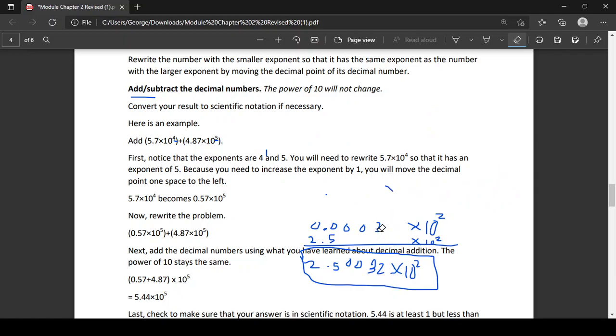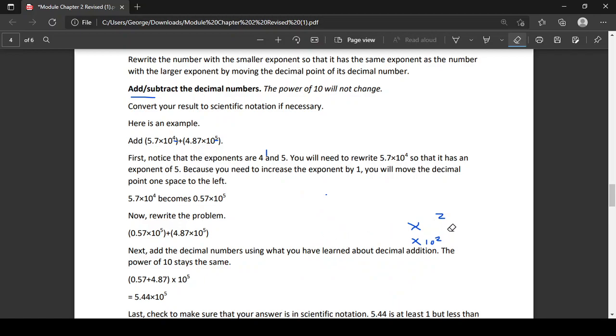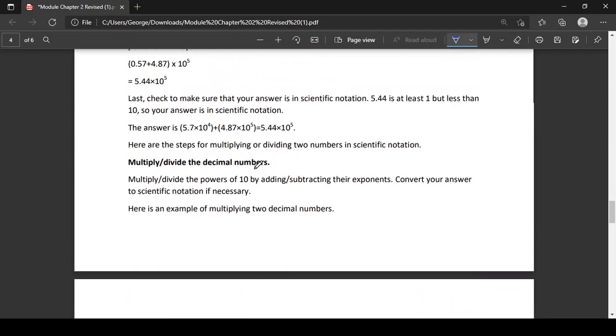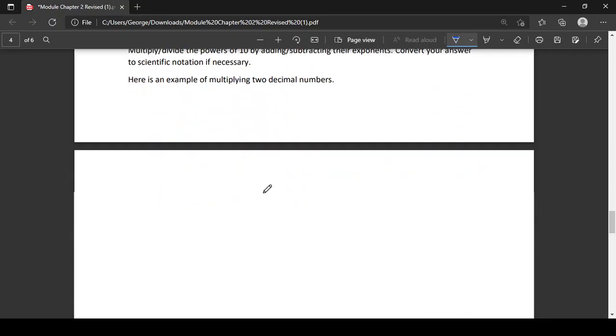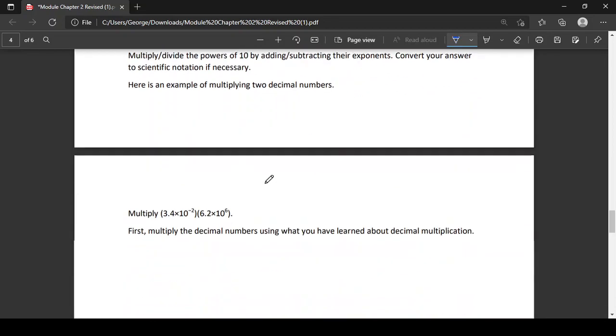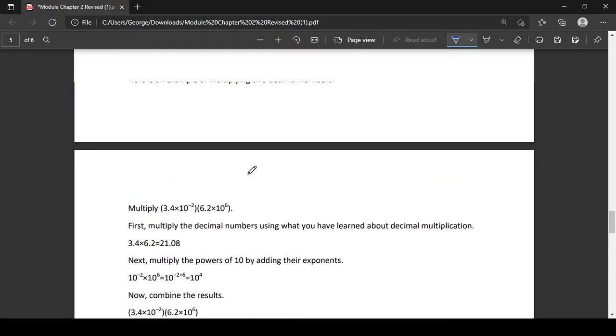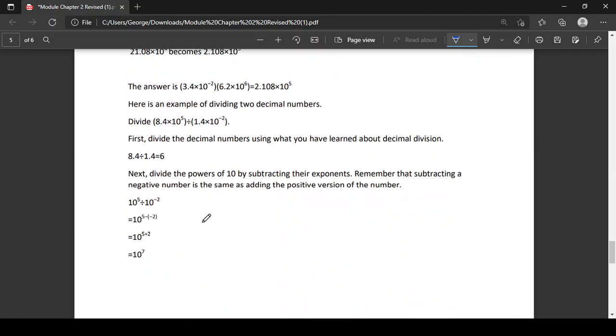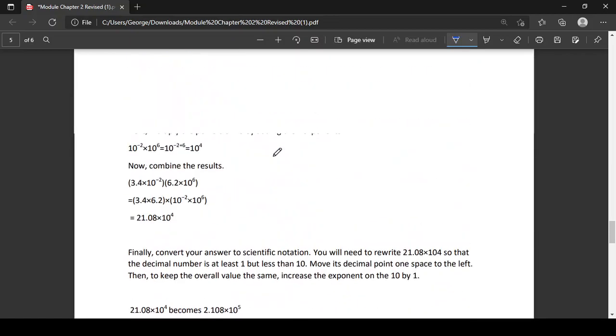Next, you have your multiplication and division. Kids, I promise you, multiplication and division in scientific notation is much simpler than addition and subtraction. It has fewer steps and is easier. Remember, if you multiply, first and foremost, you add the exponents. In division, you subtract your exponents. Okay?